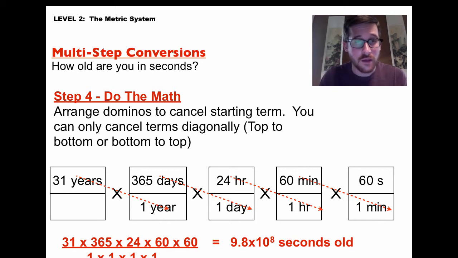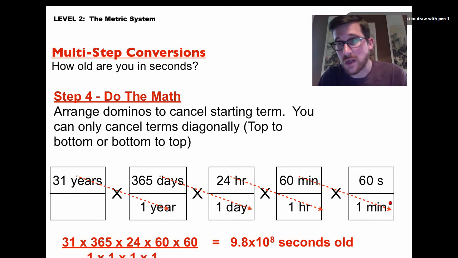And our math is set up here. So I'm just going to multiply everything across the top. 31 times 365 times 24 times 60 times 60. And then I'm going to divide by everything multiplied across the bottom. So it's 1 times 1 times 1 times 1, which is just 1. And we get 9.8 times 10 to the 8th seconds old.